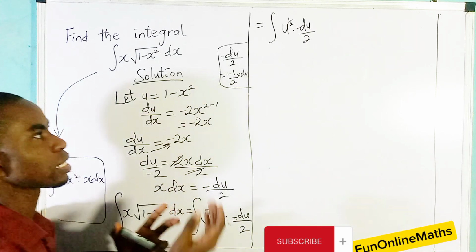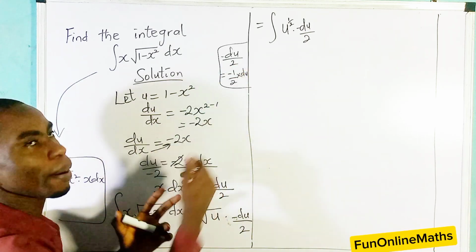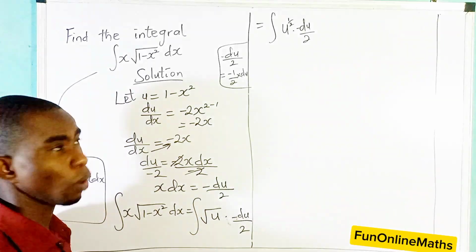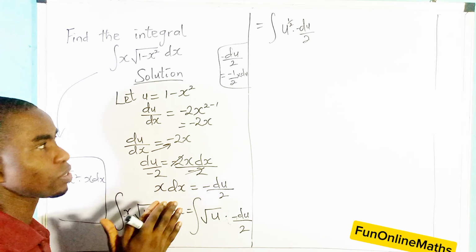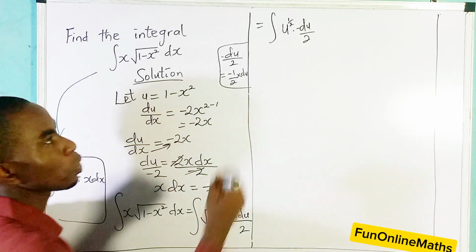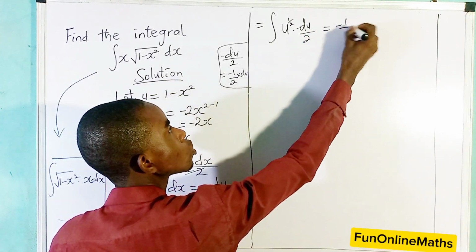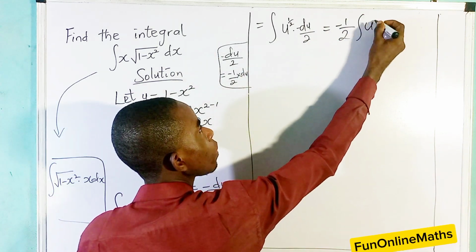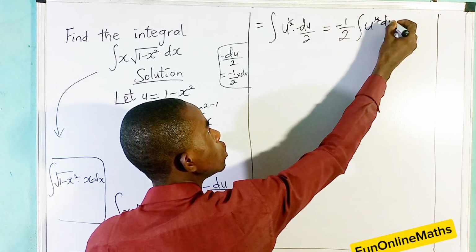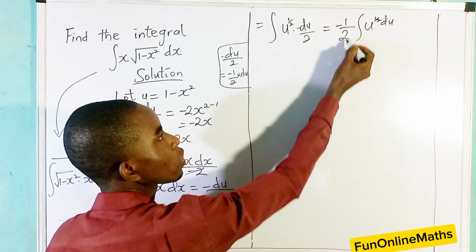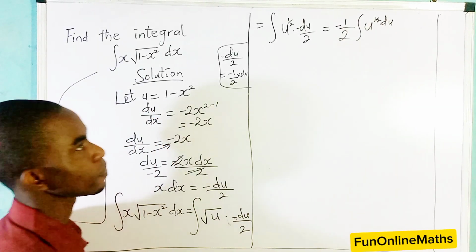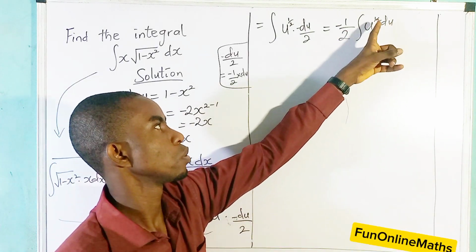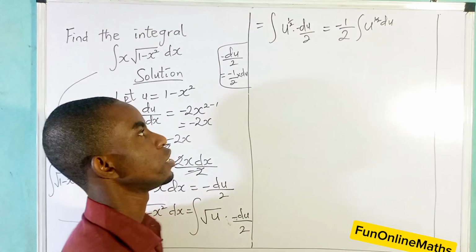The reason why I'm writing that is because I want to remove the number minus 1 over 2. Since it doesn't carry any variable u or x, it means that we are not going to be integrating 1 over 2. So I'll bring minus 1 over 2 outside the integral sign, and then I have the integral of u to the power of 1 over 2 du. The next thing is to integrate u to the power of 1 over 2 with respect to u.